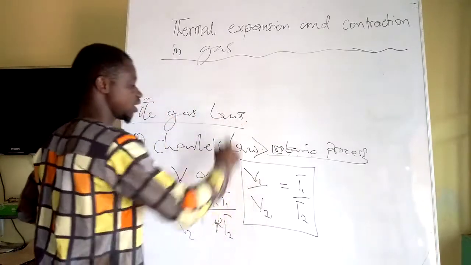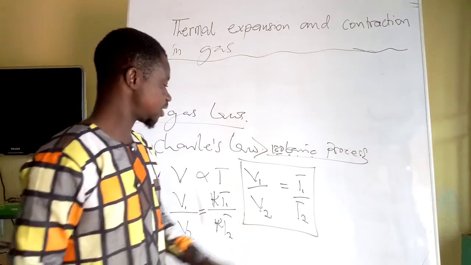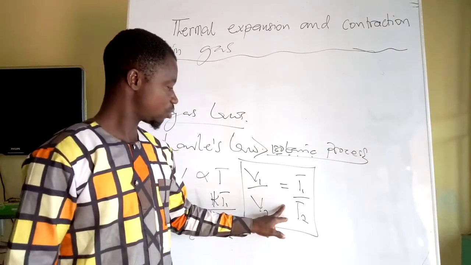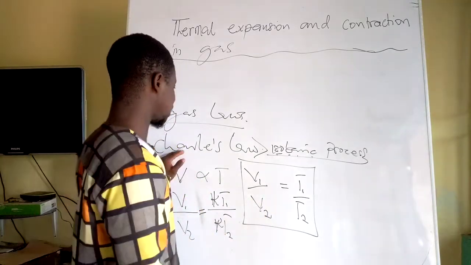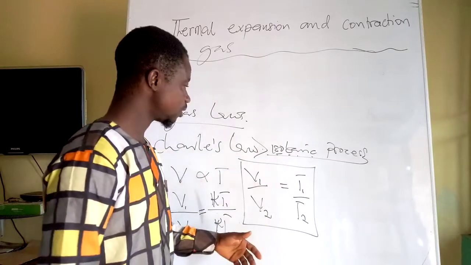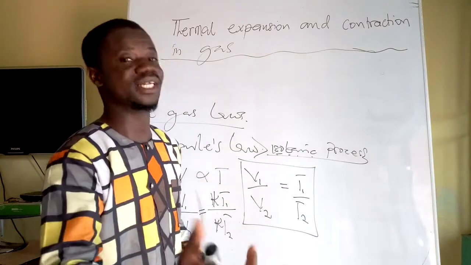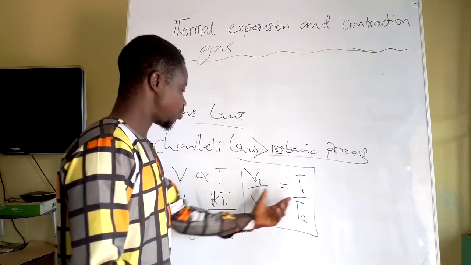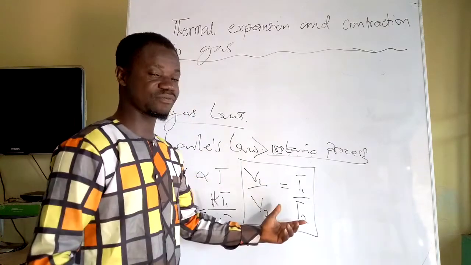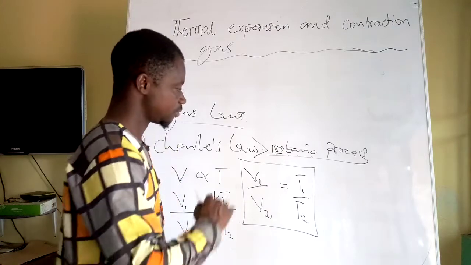This is finally what we get from the Charles law. Take note of this equation very well. The most important things: one, the definition of the Charles law. You must be able to state the law, not the definition. You should be able to state the Charles law, and you should be able to write this formula so that you can use it for calculation.